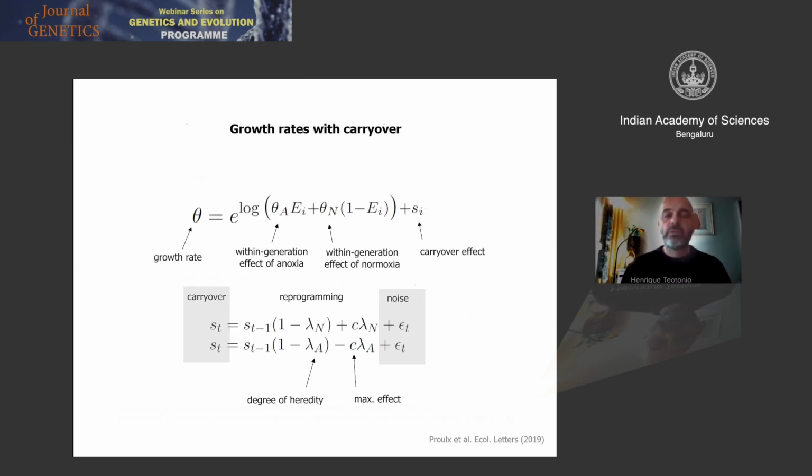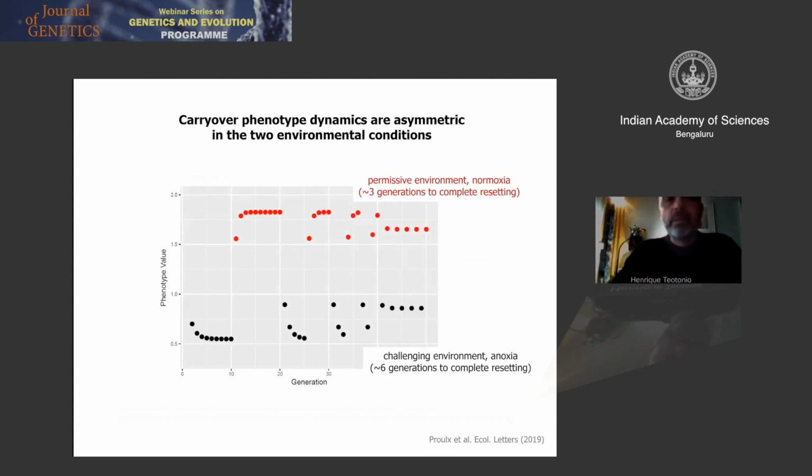And this was one of the models that we developed, in which the growth rate would be explained by an effect of anoxia in a given generation, the effect of normoxia, or a carryover effect over multiple generations, which in turn would be a function of what we call reprogramming, which basically states the degree of heredity of this phenotype across multiple generations, and then a scaling effect. What we find is that this carryover model across multiple generations indeed explains the population dynamics better than simply a maternal effect model or a phenotypic plasticity model.